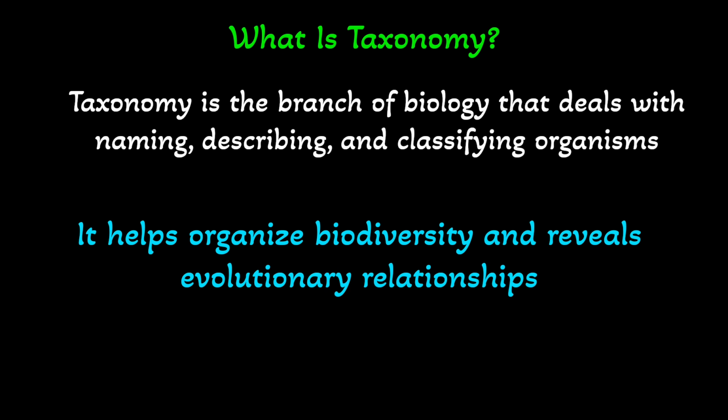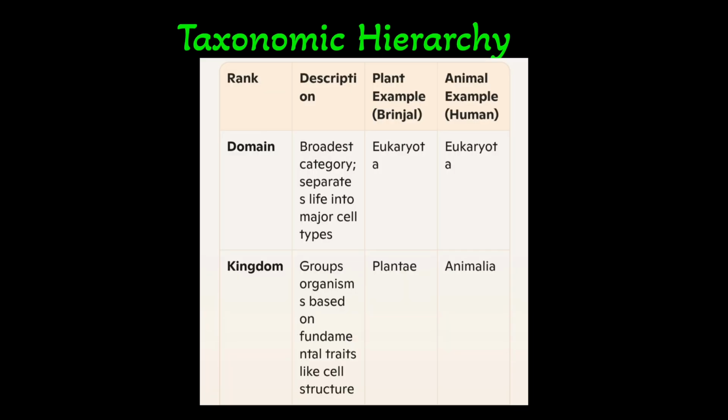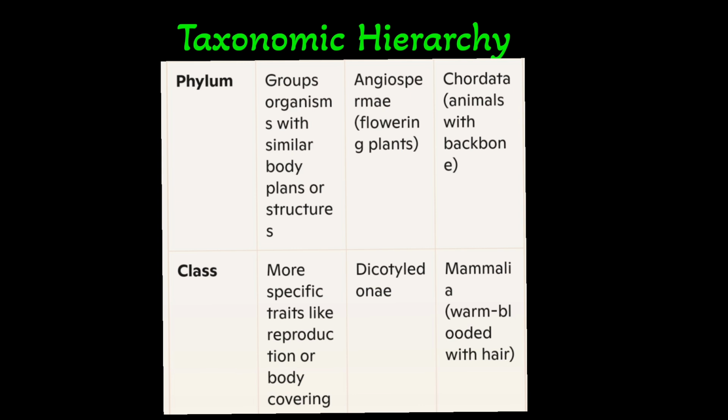So this we will understand in the coming slides. Let's start understanding further by taking the example. We are taking the example of the brinjal and the human, and we already know that both of them belong to the domain Eukaryota. As for the kingdom, the brinjal belongs to the Plantae kingdom, whereas the human belongs to the Animalia kingdom. The kingdom groups organisms based on their fundamental traits like cell structure. After kingdoms come phylum and then class. The phylum for the brinjal is Angiospermae, whereas for the human it is Chordata. The class for the brinjal is Dicotyledonae, and for the human it is Mammalia.